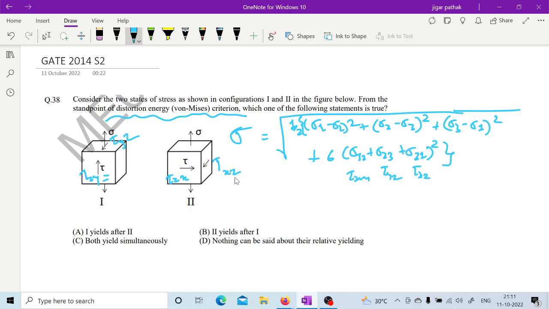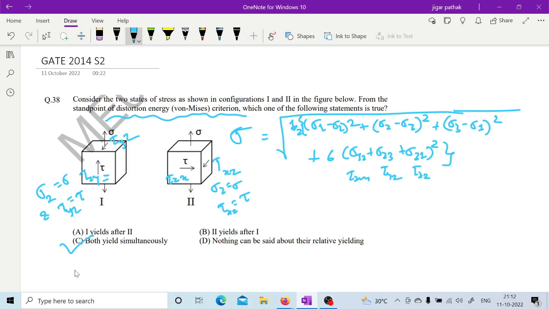So here you are having one normal stress and one shear stress present in both the cases. In this case you are having sigma 2 and tau yz, but the magnitude is the same, right? Sigma 2 is equal to sigma and tau yz is equal to tau. Similarly in this case sigma 2 is equal to sigma and tau xz is equal to tau. So if you put this value in this equation, both are the same, right?